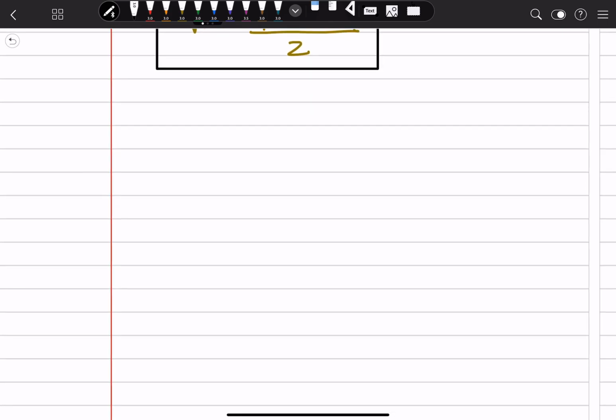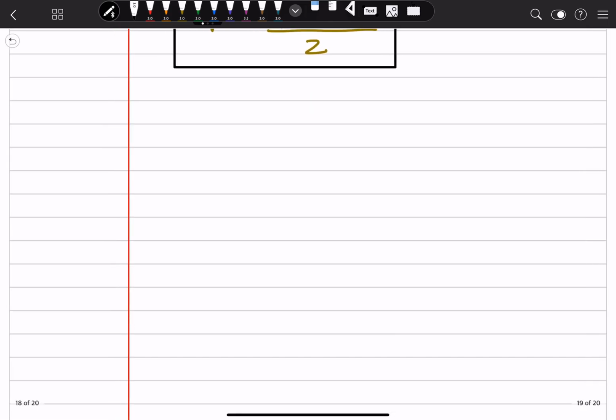All right, we're going to do one more example. Okay, and in this one, I want you to solve for the letter B. And this is the area formula right here.